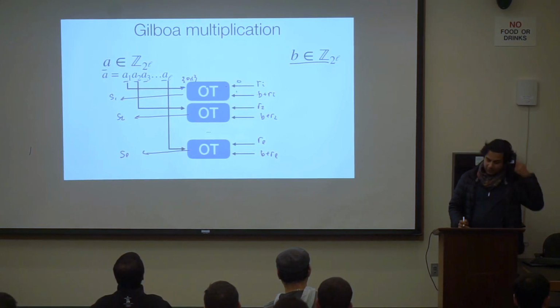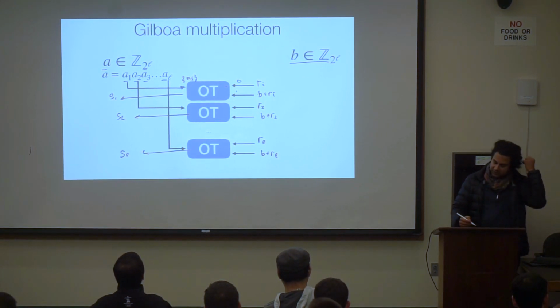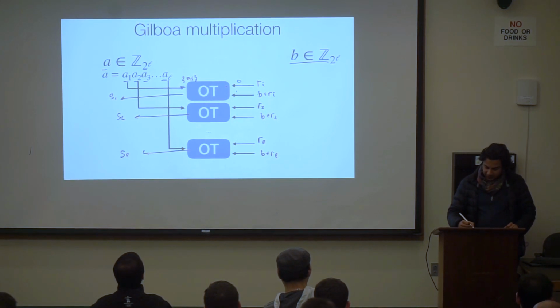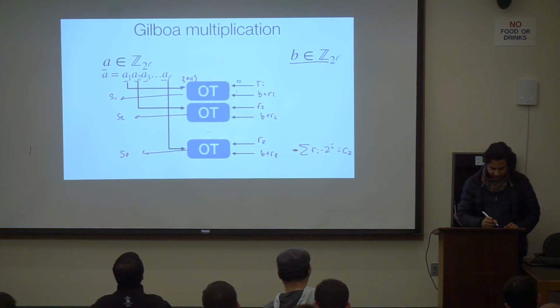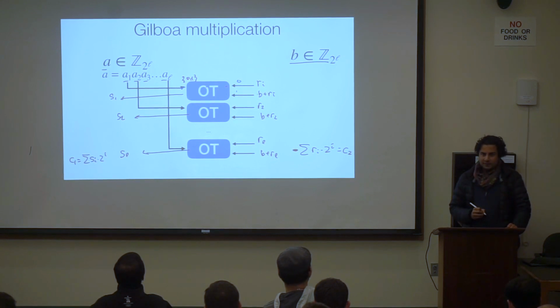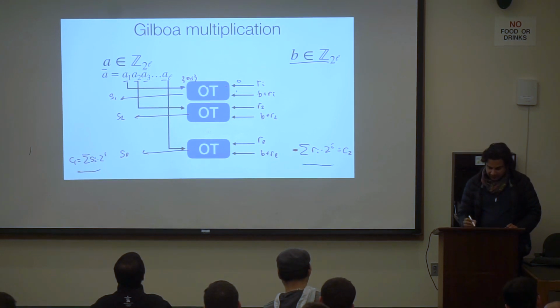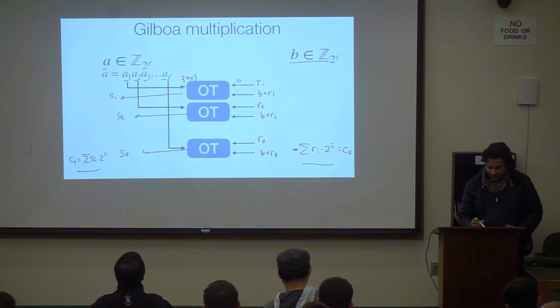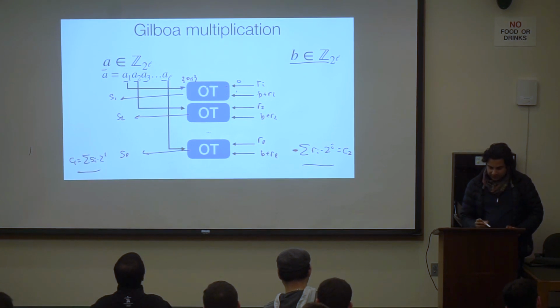So what I want to say here is that what's very cool is if we run it like this, this party is going to basically take Ri times 2 to the I. That's going to be their share. So this is going to equal C2. And C1 is just going to be the sum of Si times 2 to the I. So this is basically the multiplier. You run L copies of 1 out of 2 OT with these as inputs and these as outputs. And these are your basic shares.